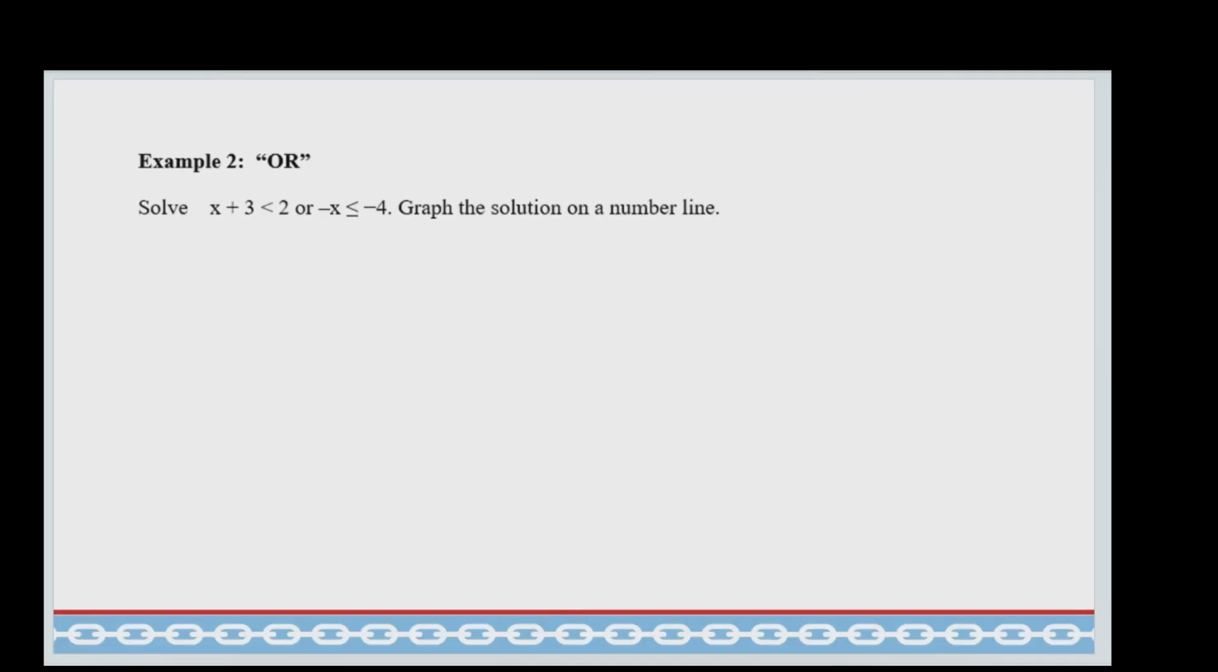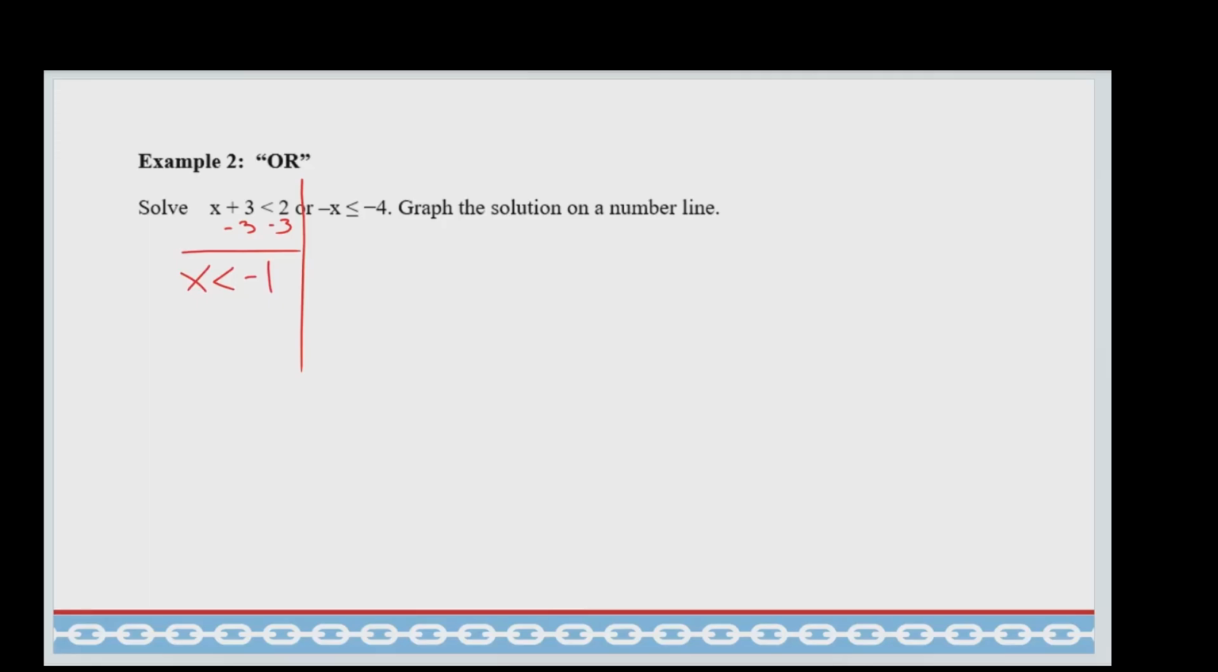For the or case, we are going to work them separately, and we are going to graph them on the same number line, but they're not going to be connected. So x plus 3 is less than 2, or negative x is less than or equal to negative 4. I'm going to work these two things out separately. x plus 3 is less than 2, so I'm going to subtract away that 3. Here I get x less than negative 1.